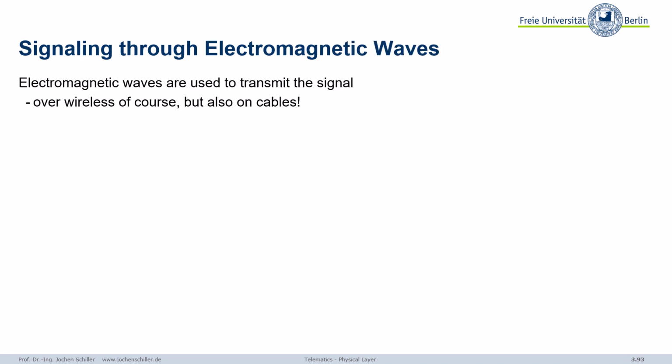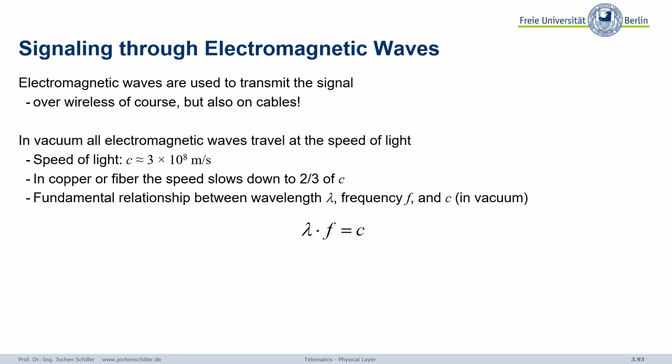Okay, we are back to our electromagnetic waves, our signals. This is what we use. We learned this, we use this to transmit the signal. Wireless, that's quite obvious, but that's not the topic here, but also on cables. And we learned in physics, okay, electromagnetic waves, independent of the frequency, travel at the speed of light.